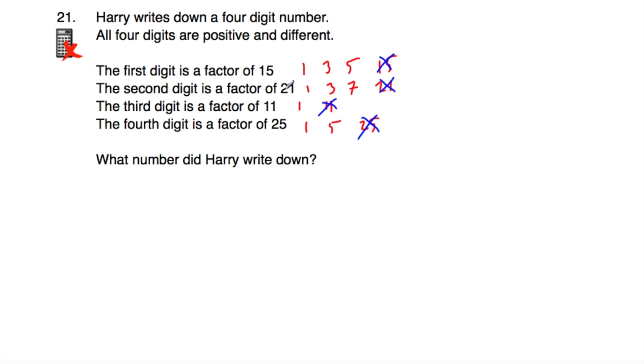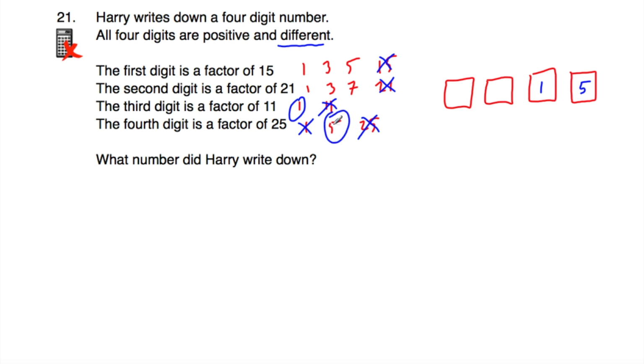Okay, so this is great because now let's consider the digits. I've just written down 4 boxes here. I'm going to start off by looking at the third digit because the third digit is a factor of 11 and it can't be 11, so it has to be 1. Now let's look at the fourth digit. It says all 4 digits are positive and different, so we can't use 1 twice. So the fourth digit can't be 1, so it has to be 5. Great, we've got the third digit and the fourth digit, 1 and 5.